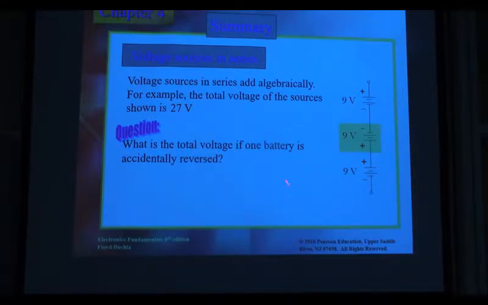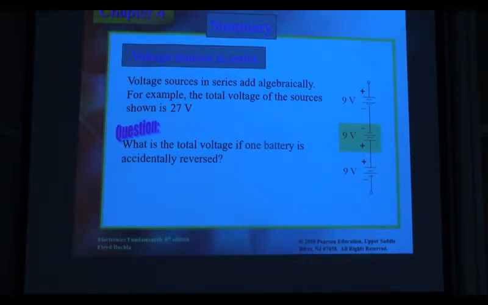So what is the total source for this connection? 9 volts. How do you get 9 volts? You reverse the polarity, it becomes a negative voltage source. So this one I still use 9, but this one will be a negative 9. Right? So use 9 minus 9, then plus this one. This is positive 9.